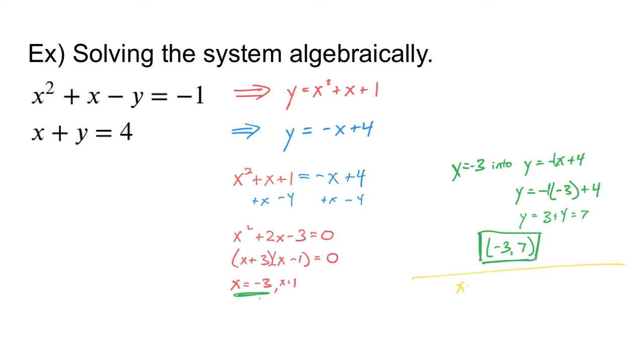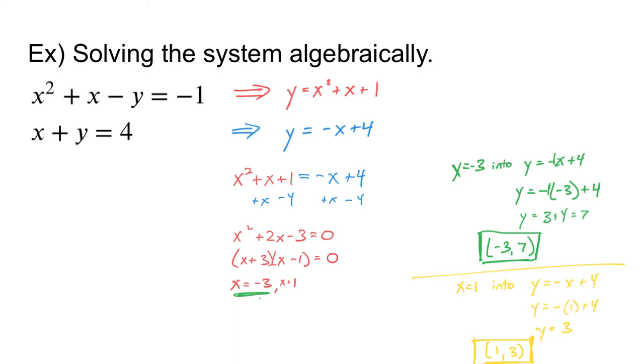So I'll take that x equals 1, and again, I'm plugging that into the second equation, negative x plus 4, which will give me 1 plus 4, which is equal to 3. So my second coordinate pair is (1, 3). So that's my solution to this system of equations.